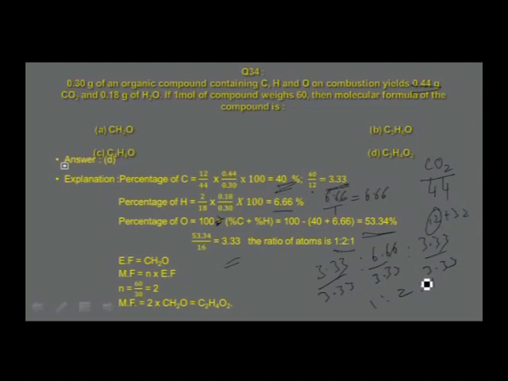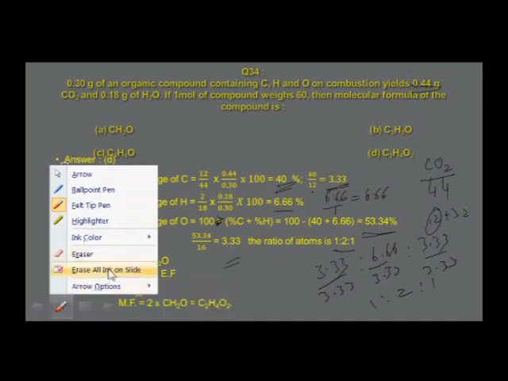Empirical formula is CH2O. And we know the formula: molecular formula is equal to n into empirical formula. Use this relation to get the molecular formula. To get the molecular formula, you require both the value of n and the empirical formula. To get the value of n, molecular mass is given as 60. Empirical formula mass for this CH2O is found to be 30. So n is equal to 60 by 30, which is equal to 2. So therefore, molecular formula is equal to 2 into empirical formula, that is 2 into CH2O, which is equal to C2H4O2. This is the correct answer for the given question, and that is found in option D.